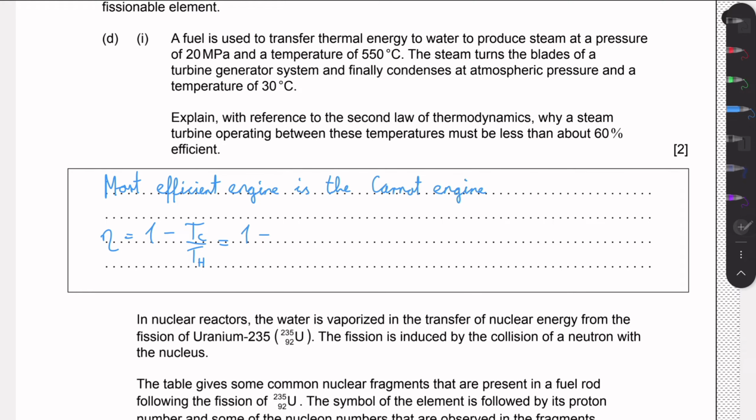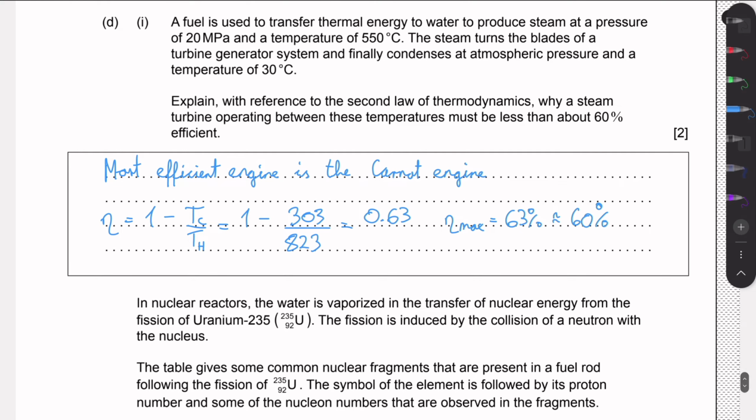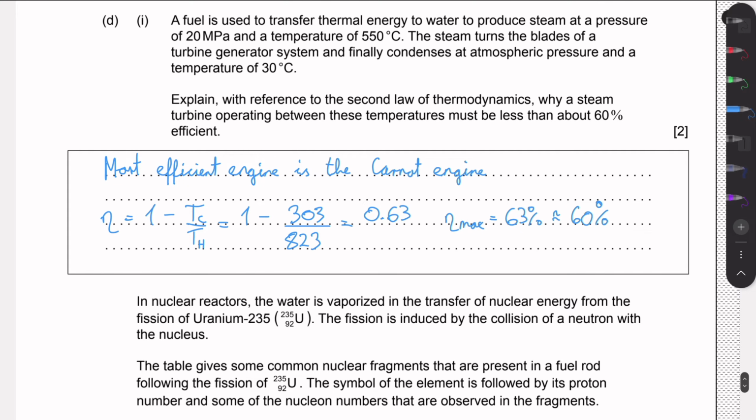So if we convert 30 to Kelvin, that will be 303. And if we convert 550 to Kelvin, that will be 823. So this will be 0.63. So our theoretical max efficiency is 63%. And so this is approximately 60%. So we cannot have a steam turbine operating with an efficiency larger than approximately 60%, as then it would be a Carnot engine, but already the efficiency will be much, much lower. It will be around 30% because there will be many more losses. So usually it's very hard to get even close to a Carnot engine.